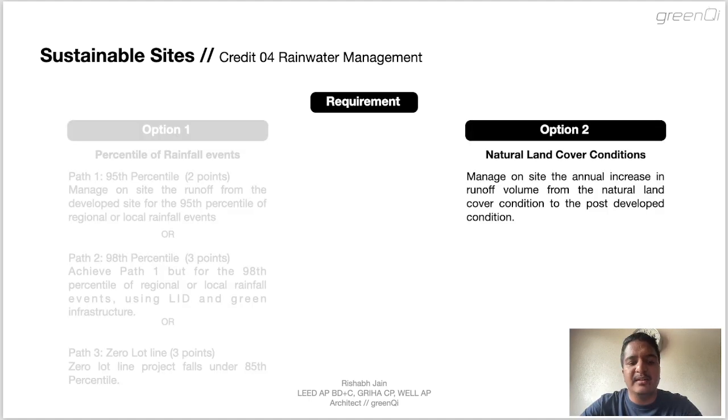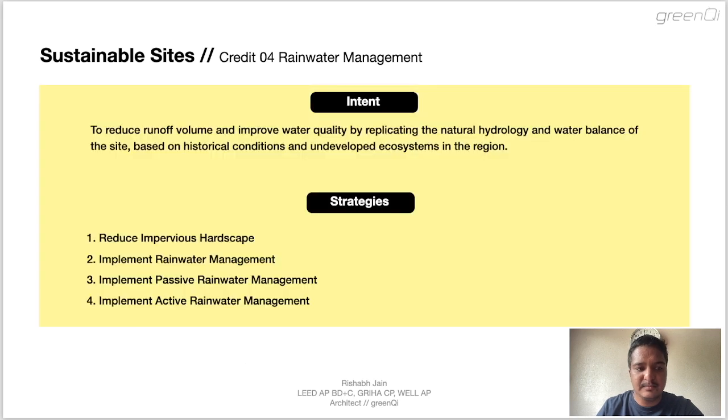The second option is natural land cover condition. It basically means to manage the amount of rainwater that was falling before development of the site in the post development phase. You need not remember the requirement for this credit, but please remember the intent and the strategies adopted to manage the rainwater.